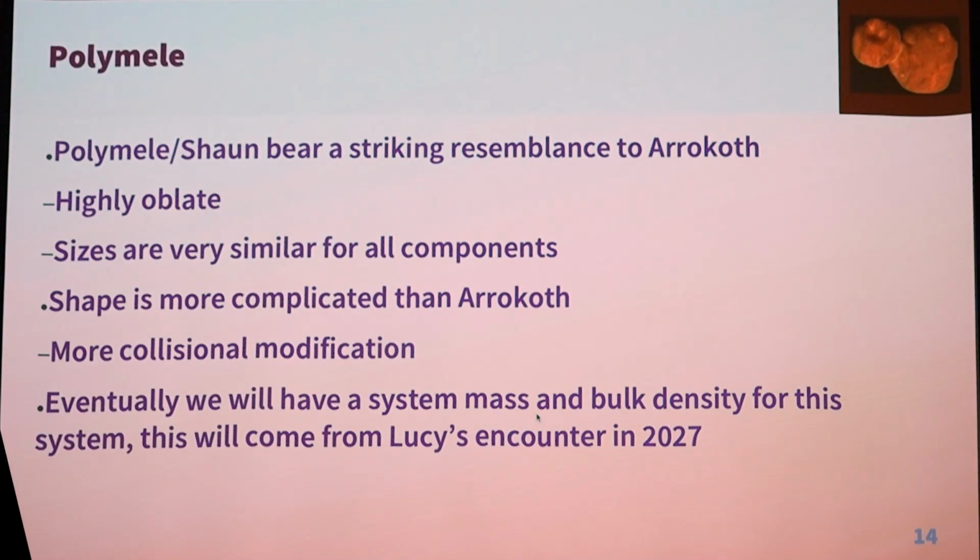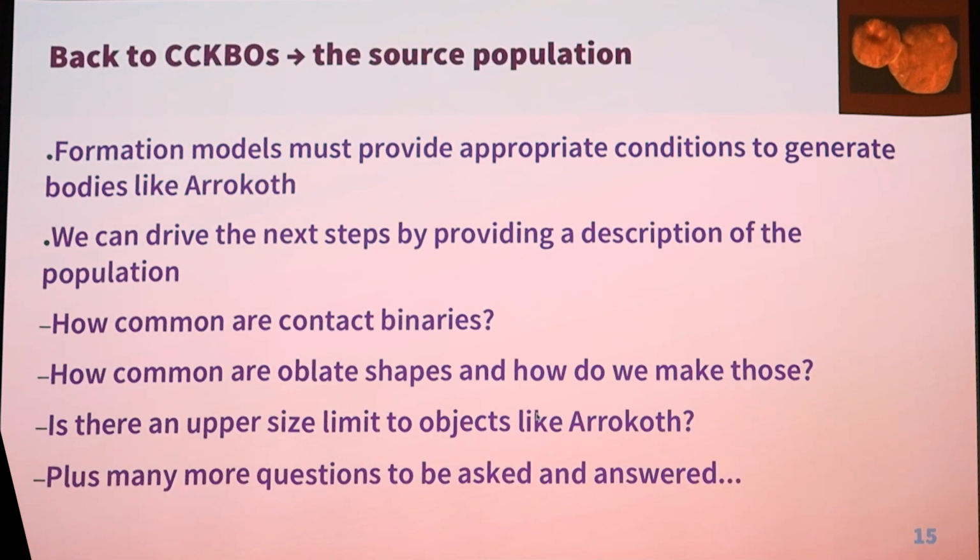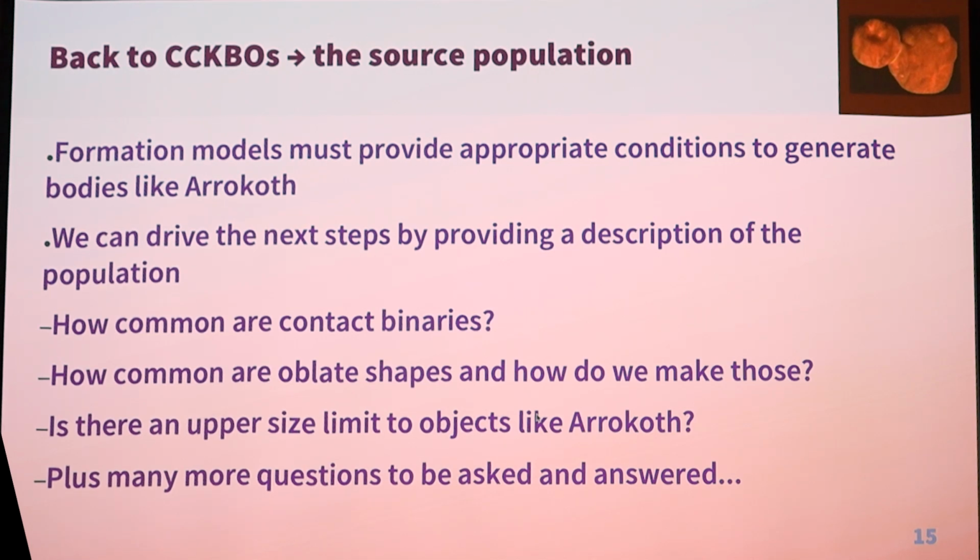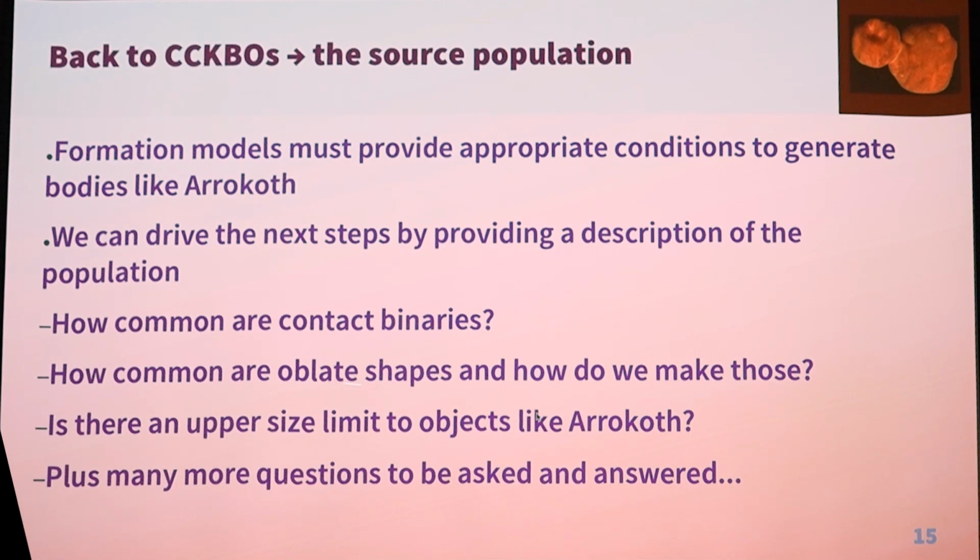So we're continuing to study the Jupiter Trojans because they're easier to do right now. They also represent an endpoint that will be interesting, but we still really need to get back to the source material, and that's the cold classicals. So by understanding and characterizing the population of these objects, we can provide more constraints in the formation models, and we need to know things like how common are contact binaries. Are they always contact binary? Are they always oblate shapes?